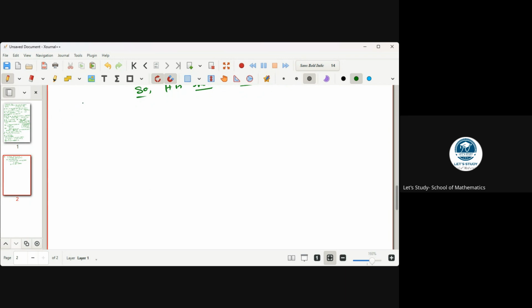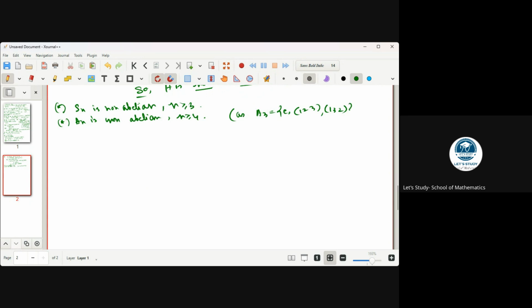Okay, so Sn is non-abelian for n greater than or equal to 3. Sorry, An is non-abelian for n greater than or equal to 4, because we know Sn is non-abelian. Yes, A3 is cyclic, but An is non-abelian for n greater than or equal to 4, as A3 equals {identity, (1, 2, 3), (1, 3, 2)}, which is cyclic.